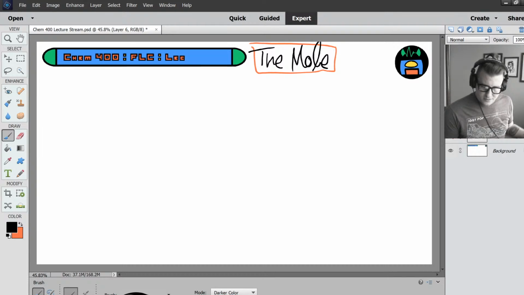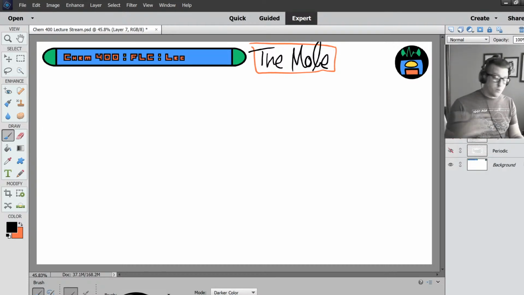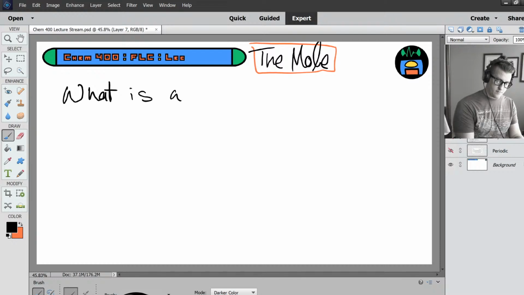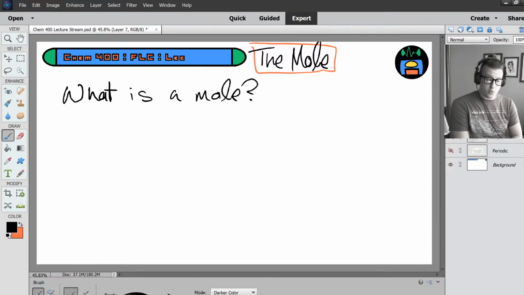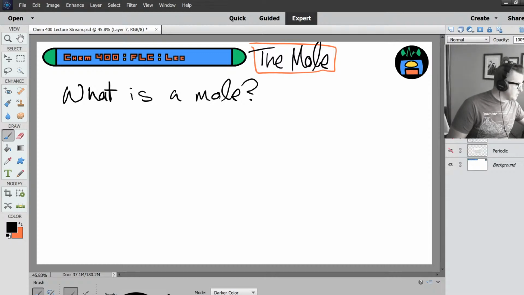So first question we want to ask is, what is a mole, right? And a mole is not just a small, blind or poorly sighted burrowing creature, though if you're ever bored, do a Google image search. That's my Sean Connery impersonation. Do a Google image search of a star-nosed mole. If you've never seen one of these things, they're incredible.